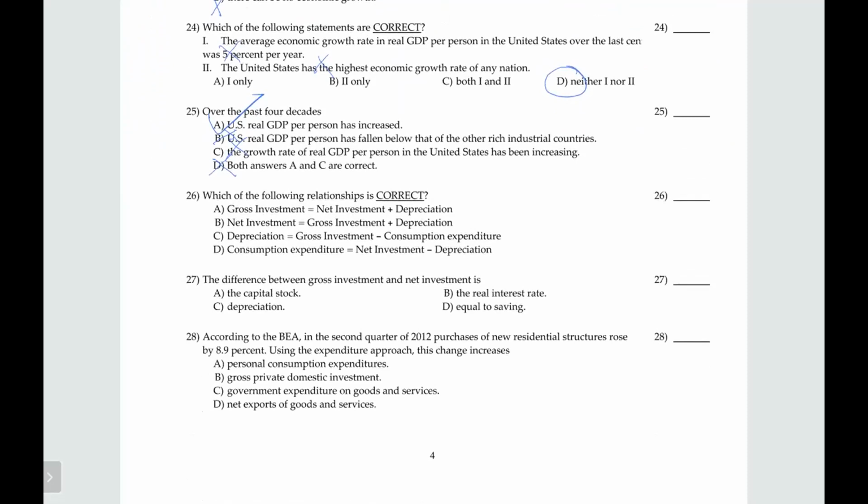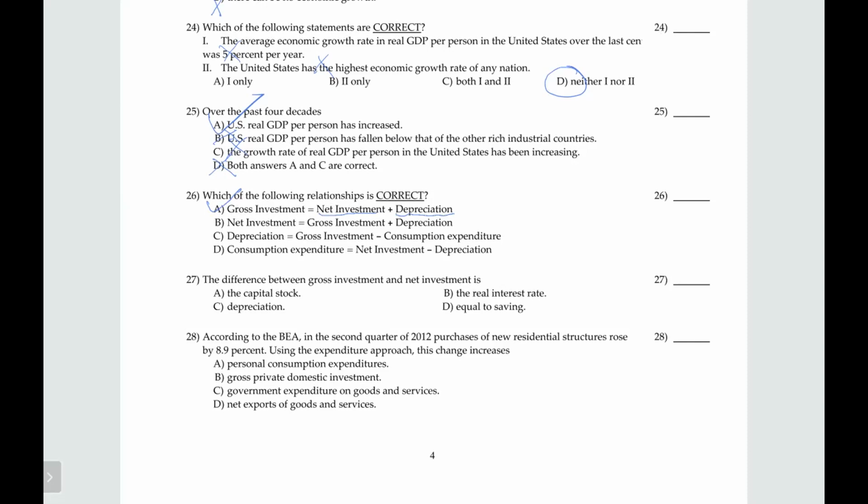26. Which of the following relationships is correct? Let's go one by one. A, gross investment equals net investment plus depreciation. Okay, so actually this is correct. Even though we haven't discussed it in detail in class yet, we loosely talked about that. For example, inventory investment is considered as investment. Okay, what is depreciation? Depreciation is the wearing out of your physical capital.